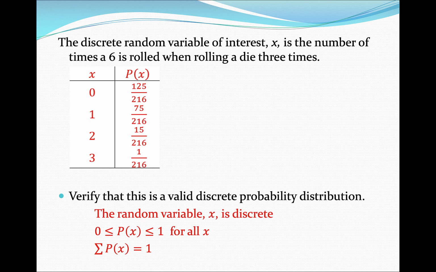And then the last one is a good thing to check, because lots of times if you make a mistake, you'll find it when you do this. And that is the sum of the probabilities must be equal to 1. So if you add those, they all have the same denominator, so I'm just going to add the numerators. We get 125 plus 75 is 200, plus 15 is 215, plus 1 is 216, so that gives us 216 over 216. The sum of those probabilities is equal to 1, which means we satisfy the criteria. This is a valid probability distribution, and we can be very confident that we did not make any mistakes.